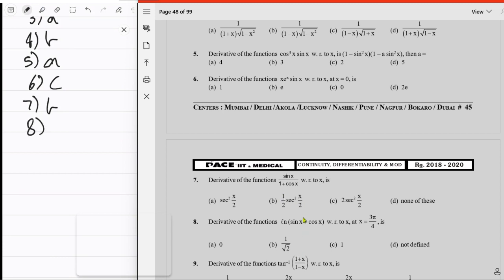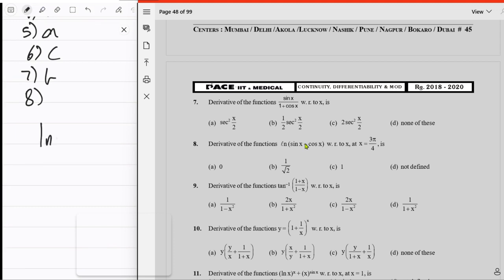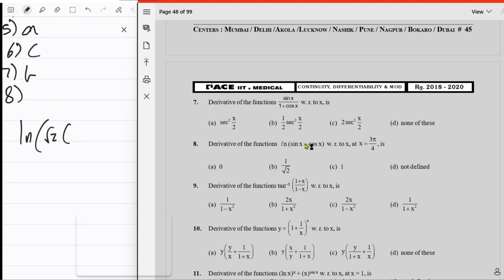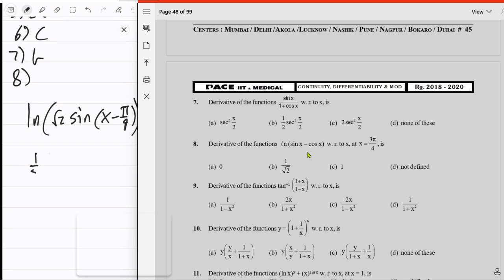8th, derivative of this function with respect to x at x equal to 3 pi upon 4 is. Fine. So sine x minus cosine x. Hey, I know one way of doing it. It's like natural log of square root of 2 times. So there's 1 upon square root and everything. So you can write like sine of x minus pi upon 4, right? Yeah, that looks good. So this will just be 1 upon 2 natural log of 2 or natural log square root of 2 plus natural log of sine of x minus pi upon 4.